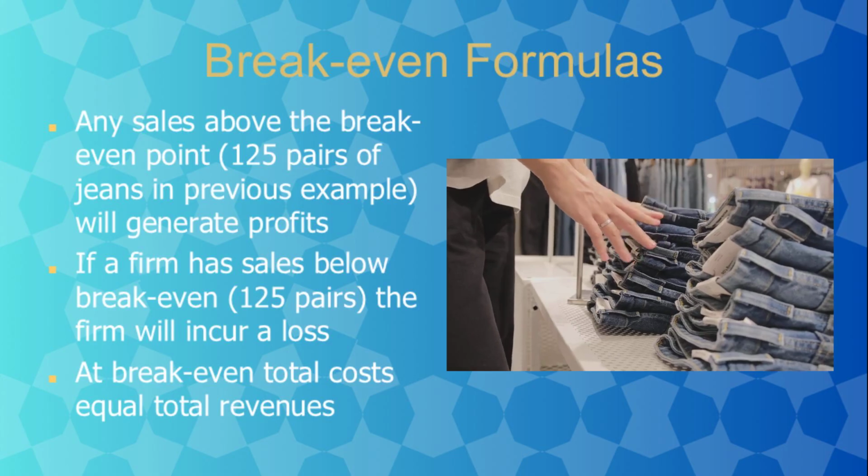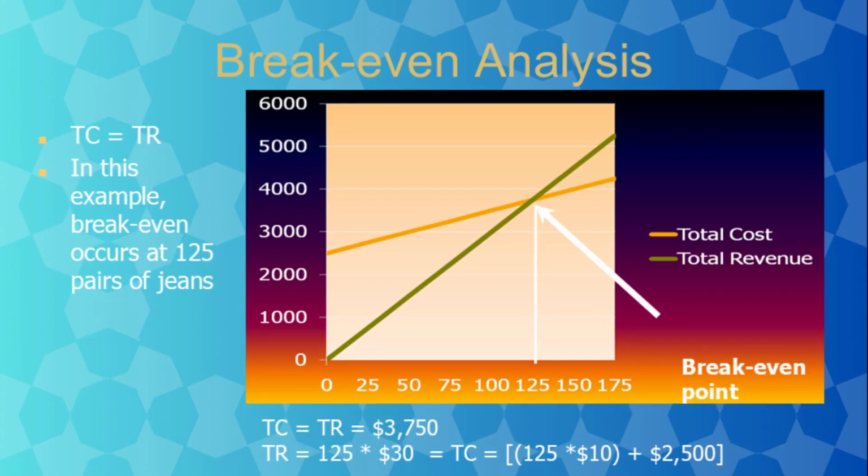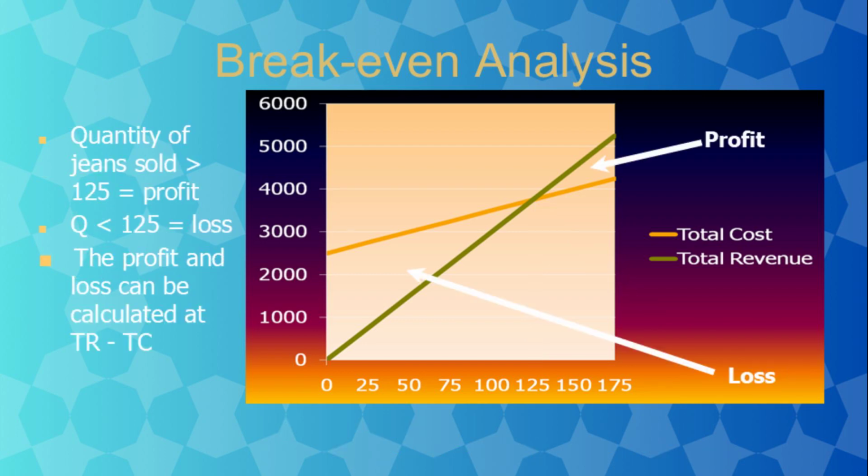At break-even, total costs equal total revenues. Break-even is the position on the chart where total cost intersects total revenue. This point is crucial for understanding when a business will start making a profit. In this example, break-even occurs at 125 pairs of jeans. The total cost and total revenue intersect at this point, indicating the break-even point where the business neither makes a profit nor incurs a loss. The quantity of jeans sold above 125 pairs results in profit, while selling fewer than 125 pairs results in a loss. The profit and loss can be calculated by subtracting total costs from total revenues.